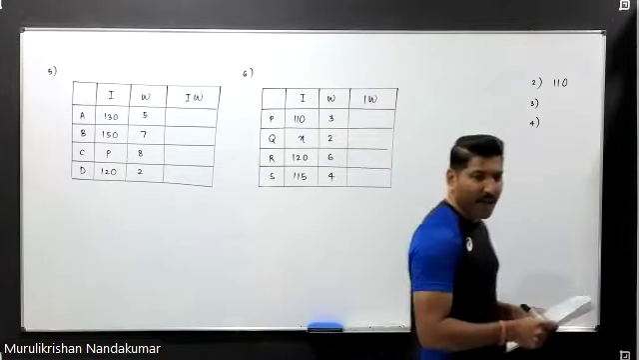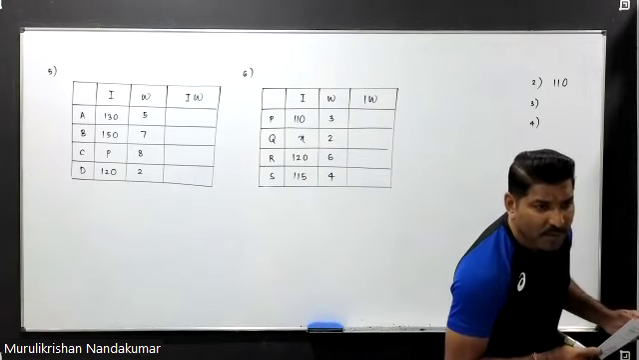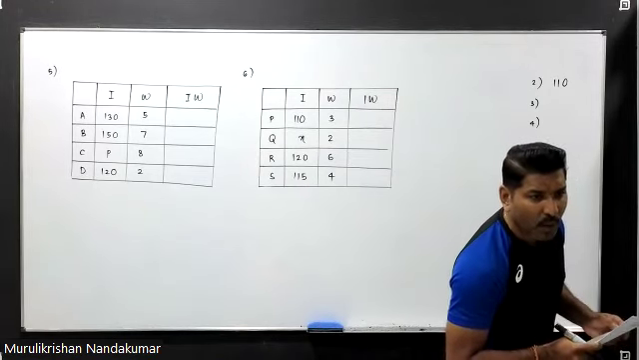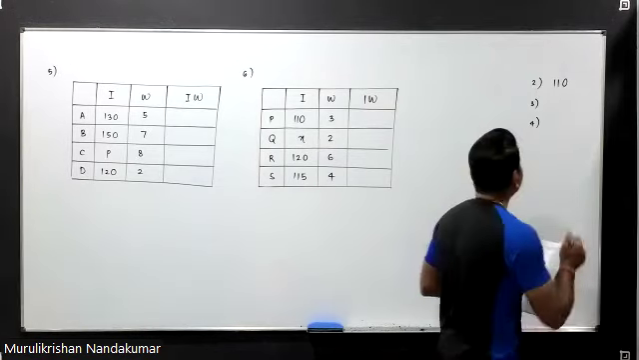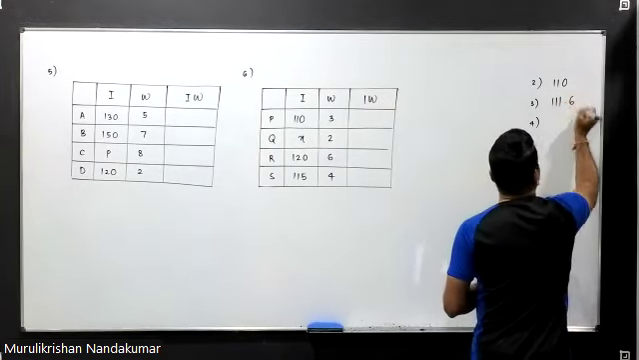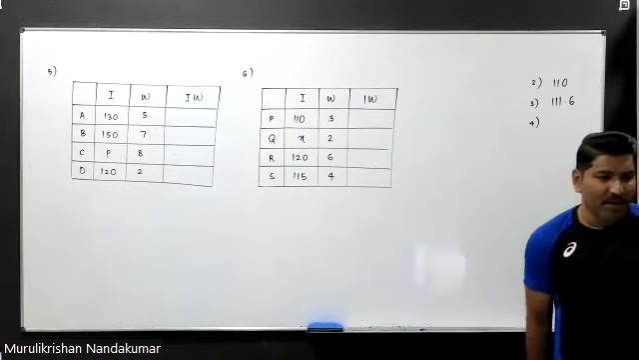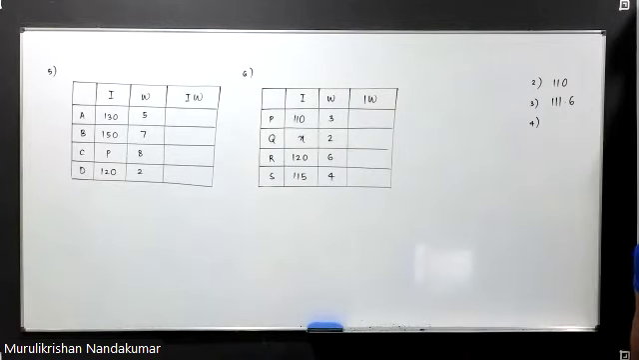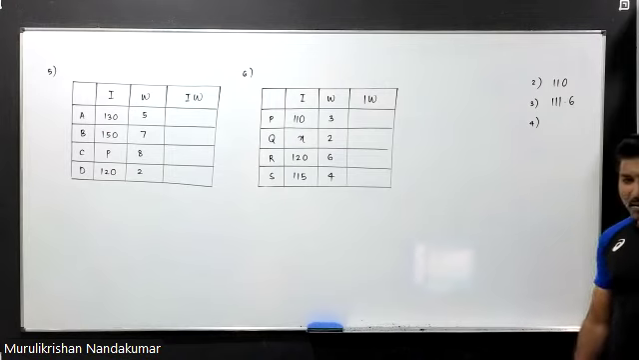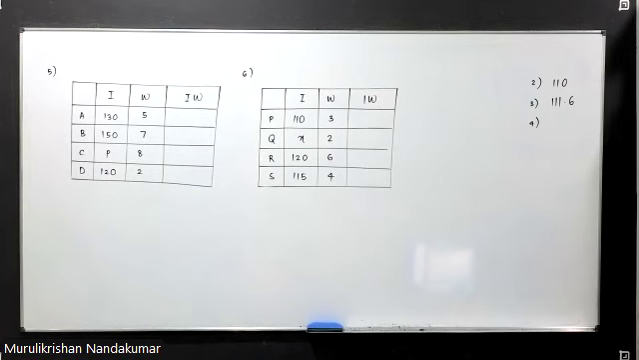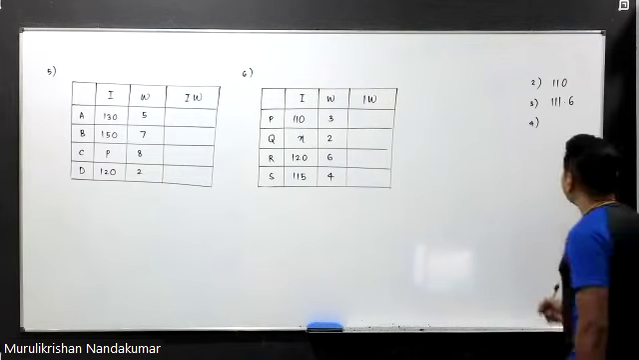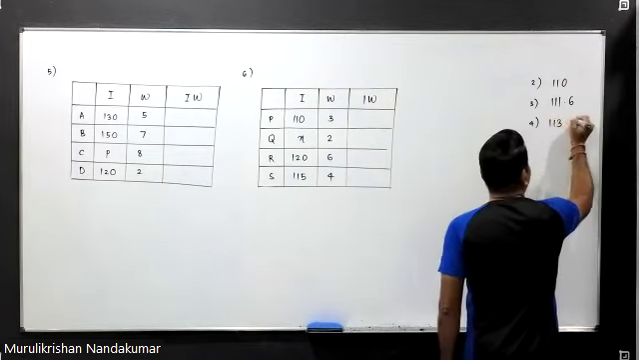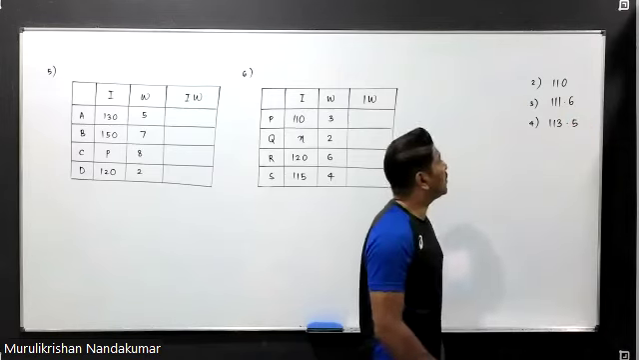Now, what's the answer for 3, guys? 111.6. Betul ke? Did you get 111.6? Yes. Okay, good. What's the answer for number 4? Anybody got answer number 4? 113.5. Now, please double check class 2, 3, 4.